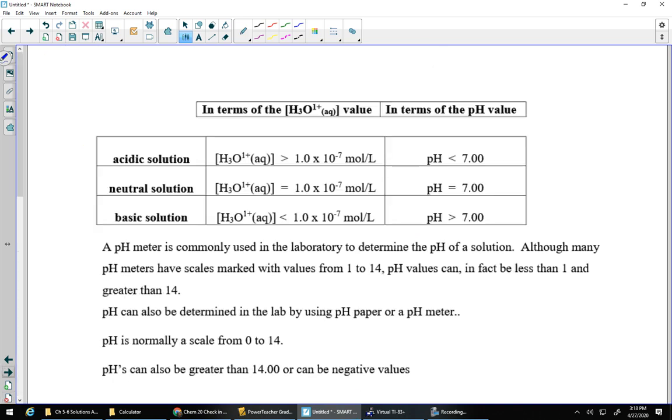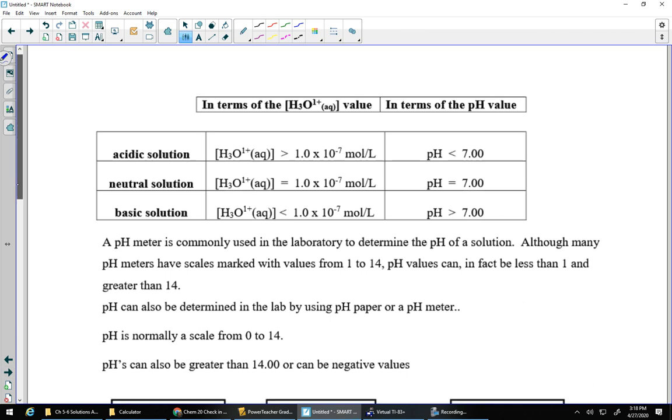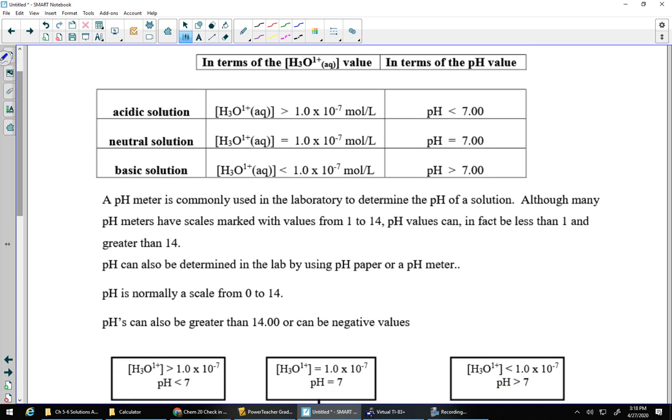Cool, okay. So we've got a little idea here to look at. If I have an acidic solution, you know that we have a pH less than 7. But did you know that we have a concentration of hydronium ion greater than 10 to the power of negative 7? Cool. Neutral solution, we already knew that the pH was 7, so that's no problem.